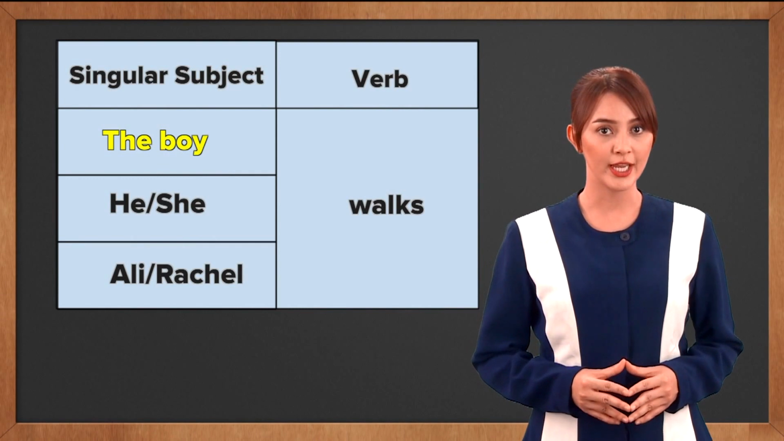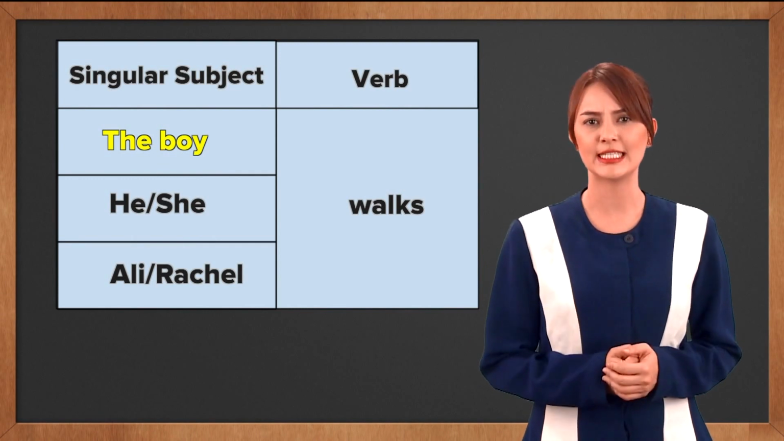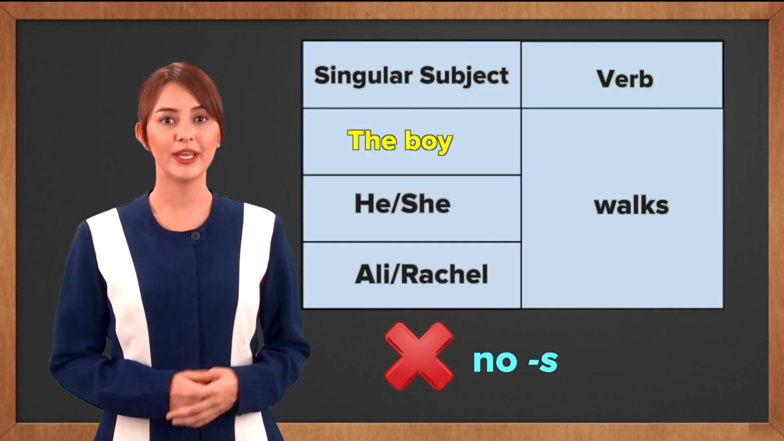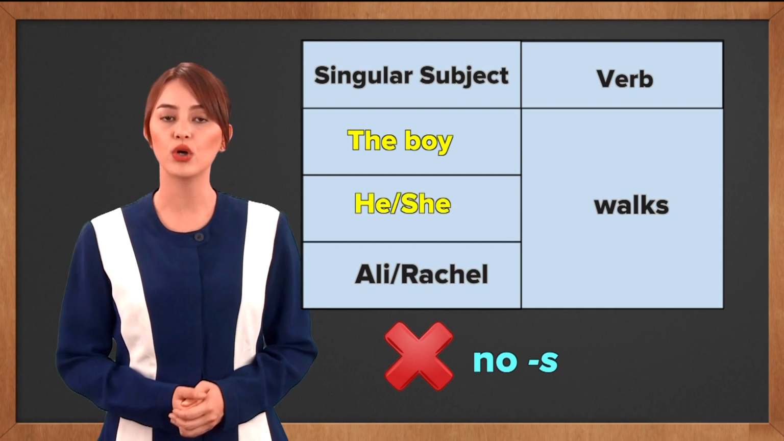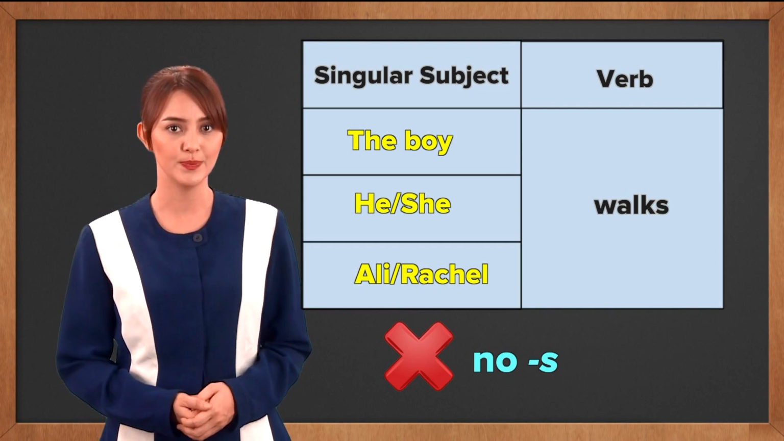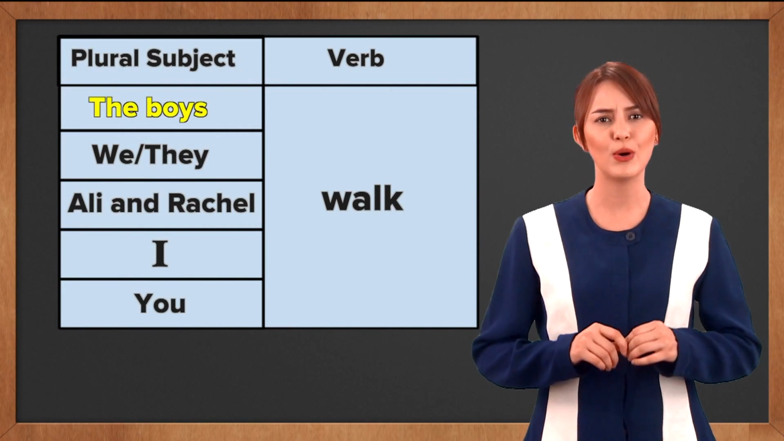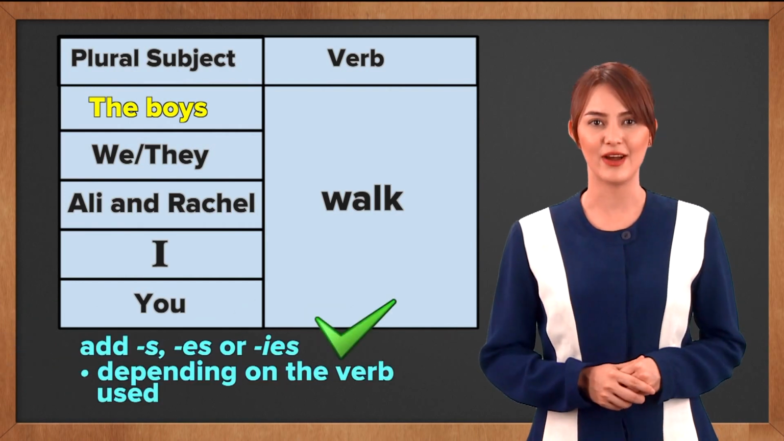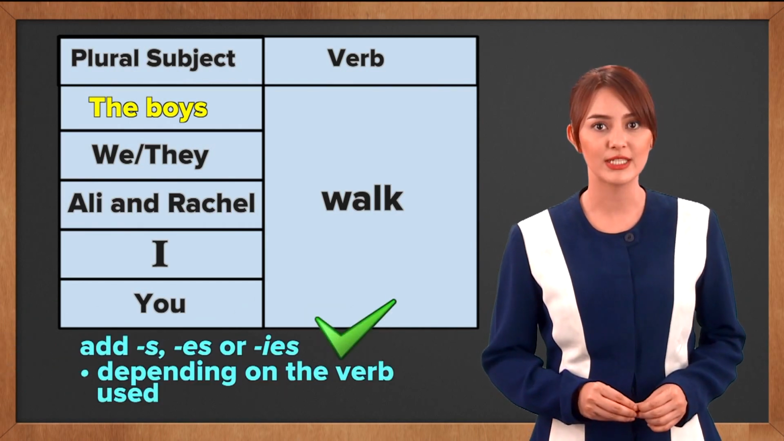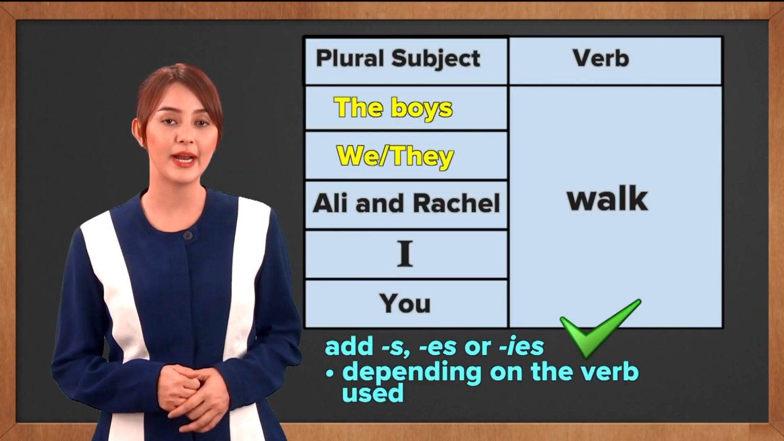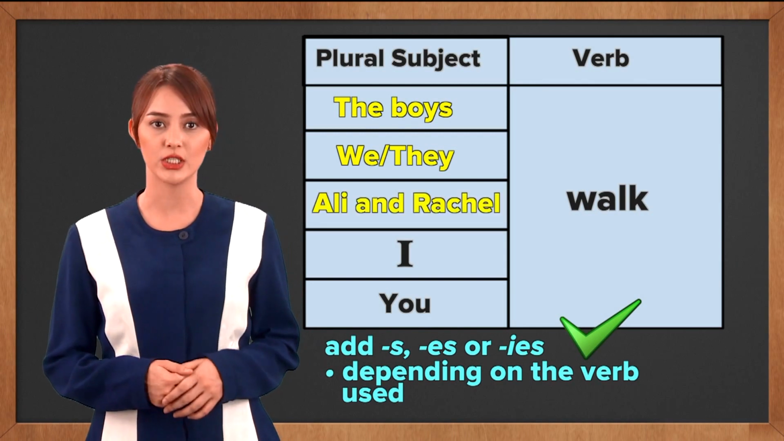We can choose the boy as a subject. We know it is a singular subject because we didn't add an S to the end of the noun. We can also use singular pronouns like he or she. Or we can use proper nouns like Ali or Rachel. For the plural subject, we can choose the boys as the subject. We know it's plural because we add s to the end of the noun. We can also use plural pronouns like we or they. Or we can combine our proper nouns into Ali and Rachel.